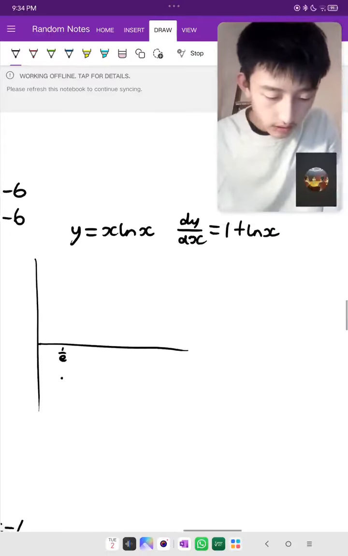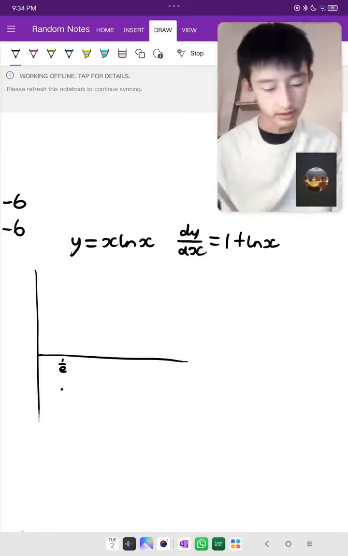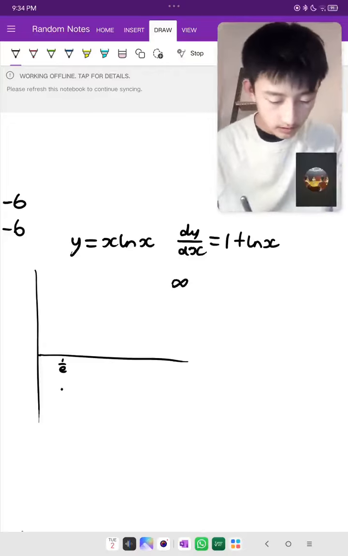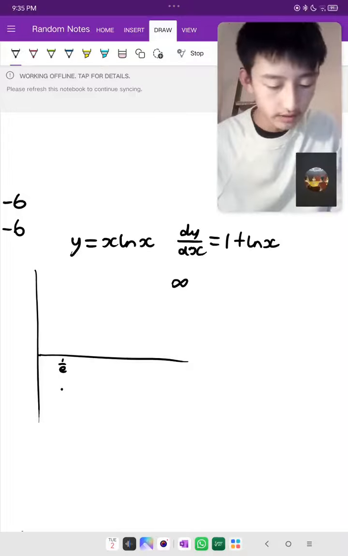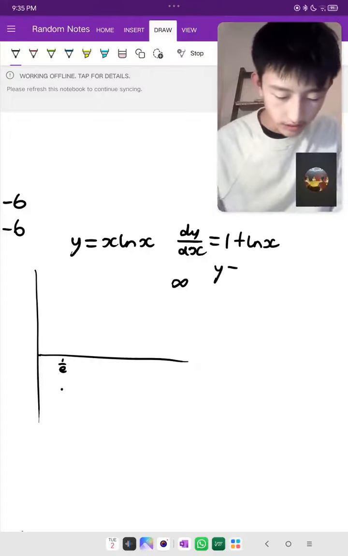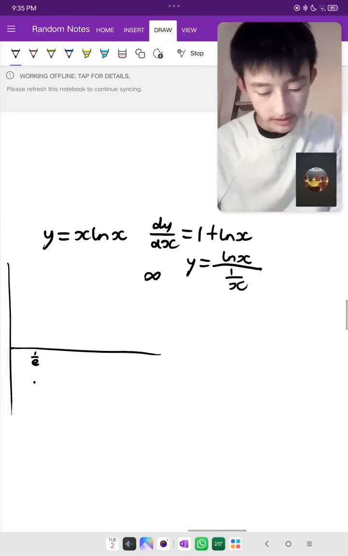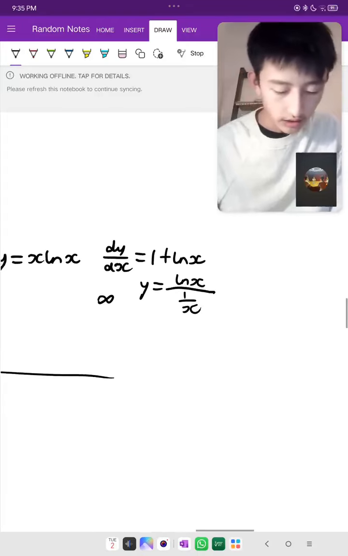So, as x tends to infinity, both x and ln x tend to infinity, so y is going to tend to infinity. I can't consider x equals 0, but I could consider as x tends to 0, which is going to give sort of 0 times minus infinity, which doesn't really work. What I could do is write y as ln x over 1 over x. So now, as x tends to 0, the top tends to minus infinity, and the bottom tends to infinity. So that's an indeterminate form, so I can use L'Hopital.